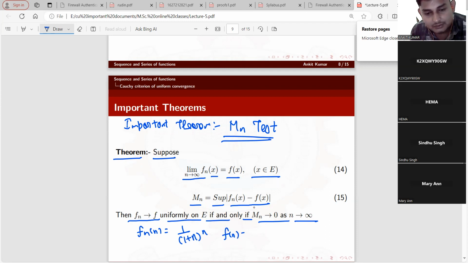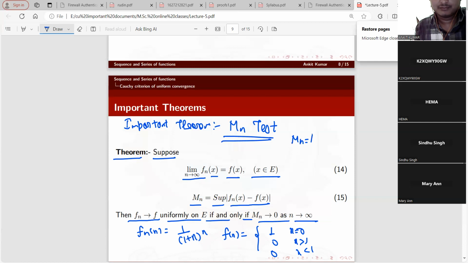So suppose f(x) is equal to, what is the value of f_n(x) if we take x equal to 0, then it is 1. If we take x greater than 1, then this is 0. If x is less than 1, then this becomes 0. This is the pointwise convergence.